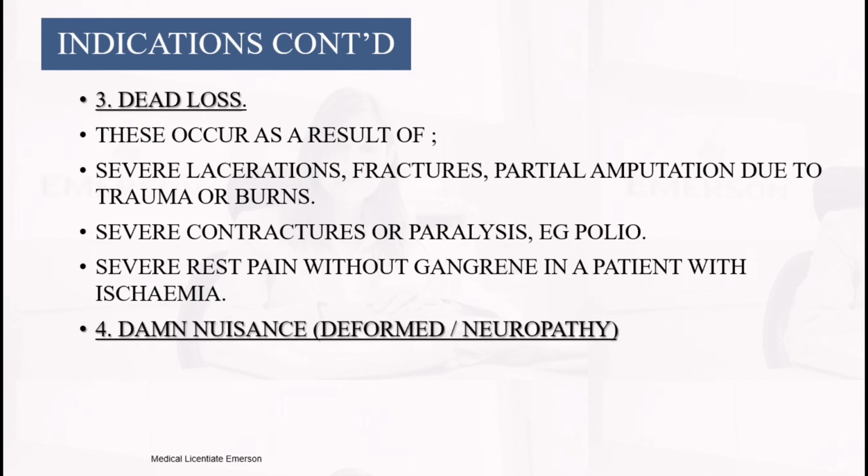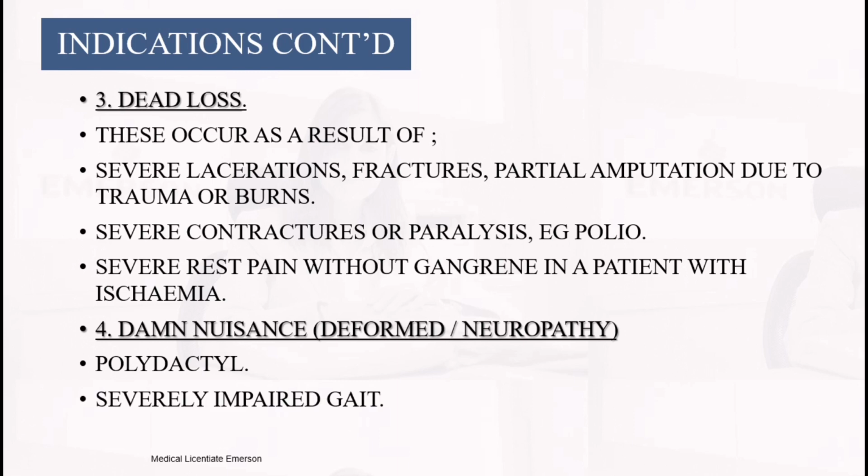Then finally, the last D, which is dead nuisance, where we have deformed neuropathy. You can have polydactyly, severely impaired gait. Gait is the manner of walking, so when severely impaired, it's an indication for amputation. The others are self-explanatory.